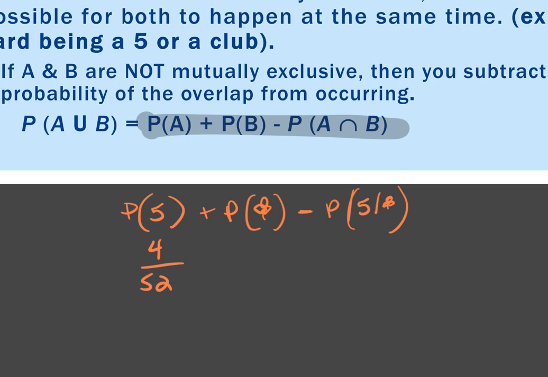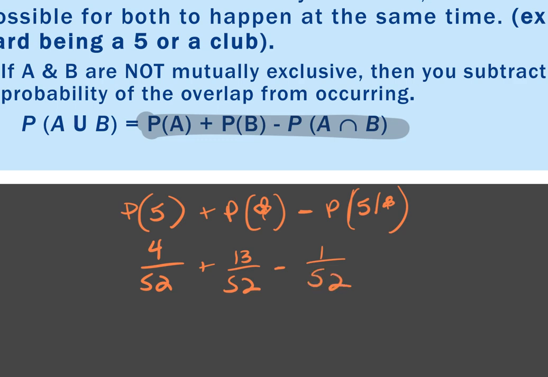What's the probability of pulling a club from your suits? How many of each suit? 13. 13 out of 52. Now, how many of those overlap? How many 5 of clubs are there? 1. Minus 1 out of 52.